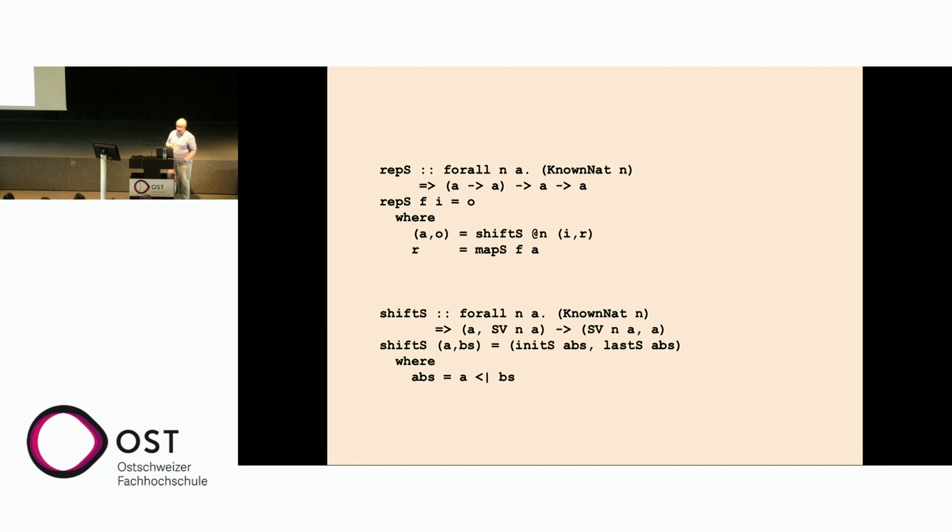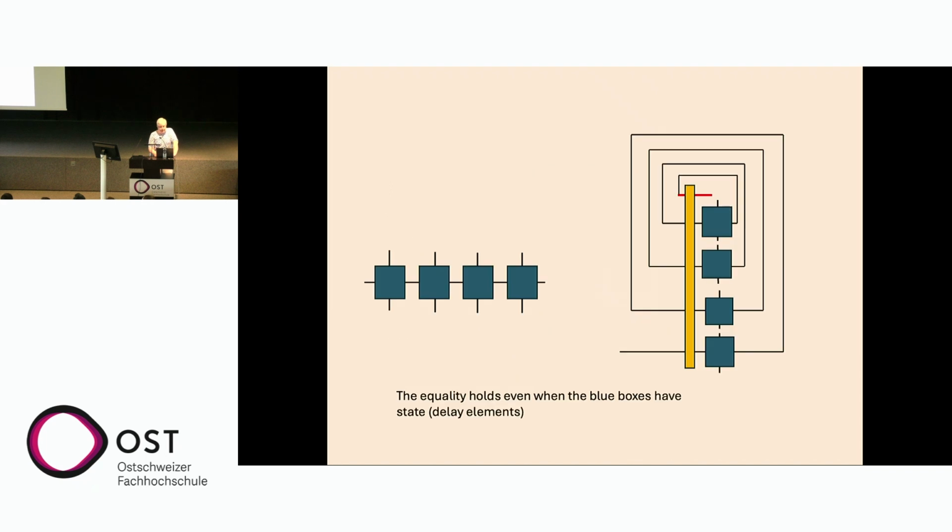and I can just define the shift at the bottom. So the shift is going to take A and Bs, and then it's going to produce as its output init S of ABs and the last of ABs, where ABs is just A cons Bs. Okay, so ABs is going to be a long sequence, and it's going to produce all but the last element of it and the last element of it as its output. So it's a kind of shift.